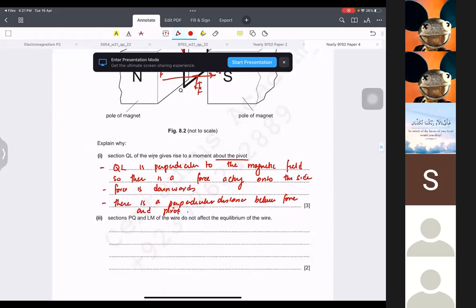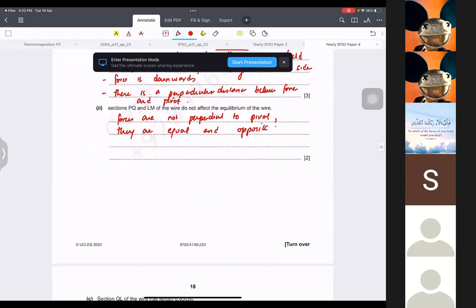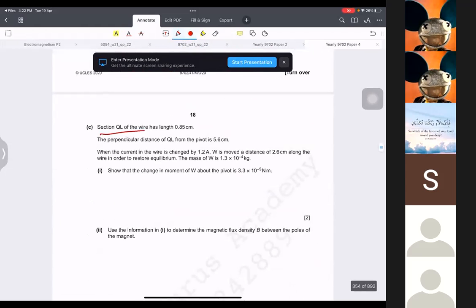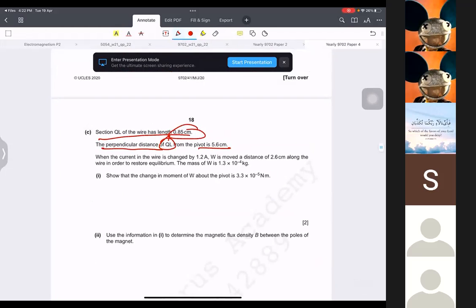So we say the forces are not perpendicular to the pivot, first of all. They are equal and opposite. So you could write it like this. Pretty simple. And then QL is a section of this. The perpendicular distance QL is this.